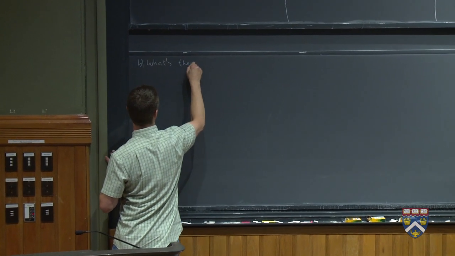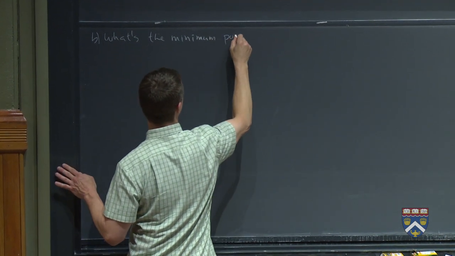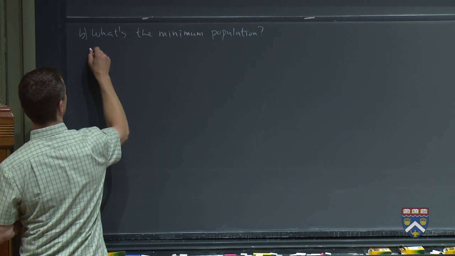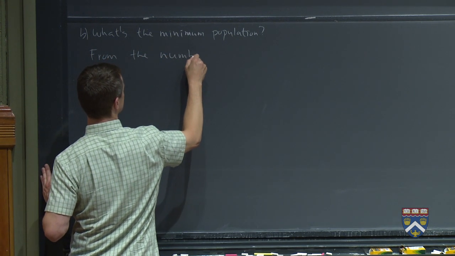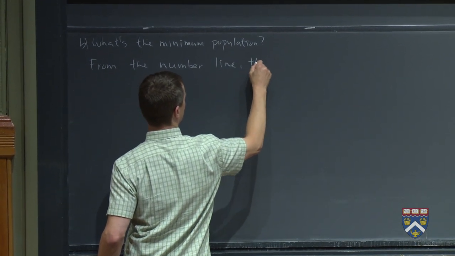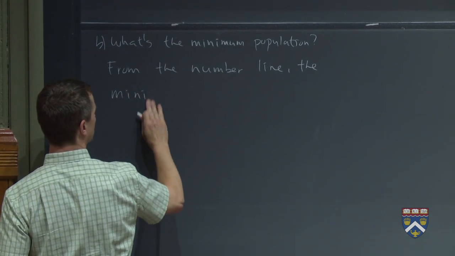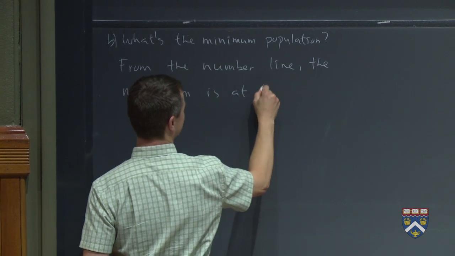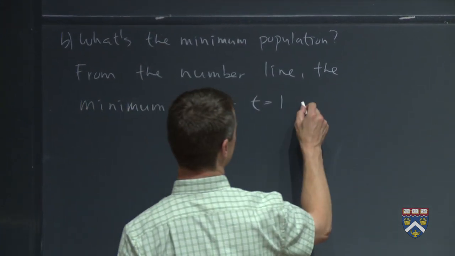So what's the minimum population? Again, on this interval from 0 to 6. From the number line, we already know what the two possible times are for that to happen. The minimum is at t equals 1, that was one of our choices, or at the far end point, t equals 6.